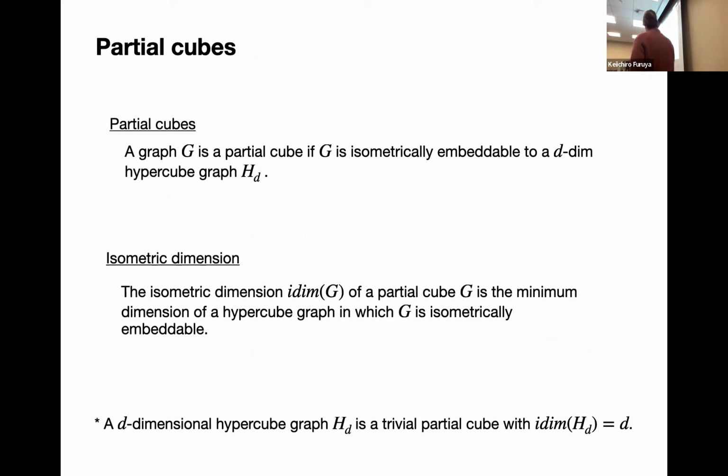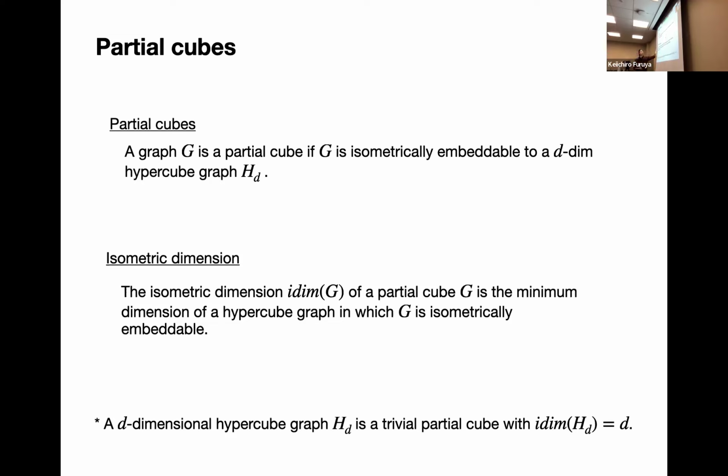And now the partial cube. There's a little bit of technical terminology, but I will give you an intuitive example. A graph is a partial cube if it is isometrically embeddable into a d-dimensional hypercube graph. This is very important. Roughly speaking, isometrically embeddable means that when you embed your graph into the hypercube, the distance between every pair of vertices should be preserved. So I'll give you the example.